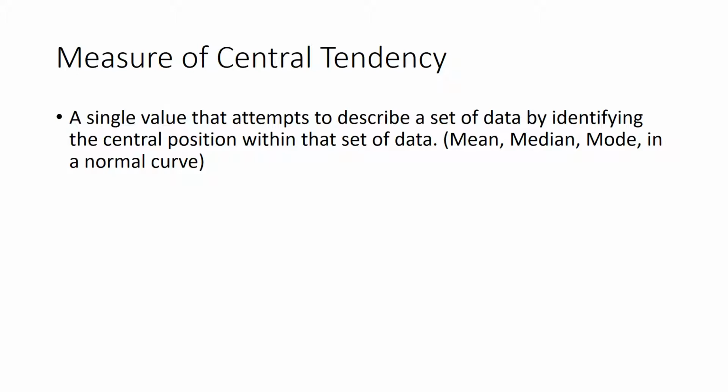And in the slide before, I told you that median was a type of measure of central tendency. Now, for those of you who may have forgotten or maybe don't know what a measure of central tendency is, here is the definition. A measure of central tendency is a single value that attempts to describe a set of data by identifying the central position within that set of data. And other examples of measures of central tendency besides median are mean and mode.